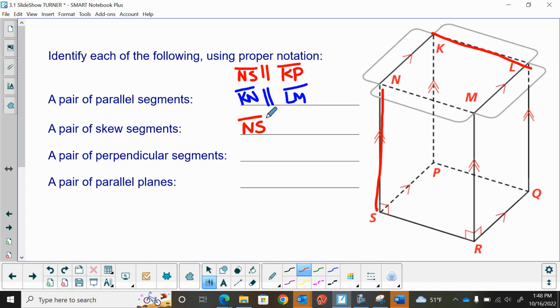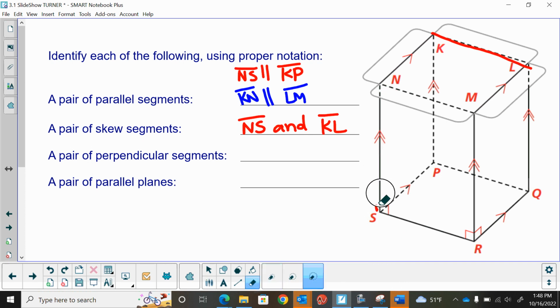So NS and KL. Or NS, and you could go down here and say RQ. That would work. Okay.